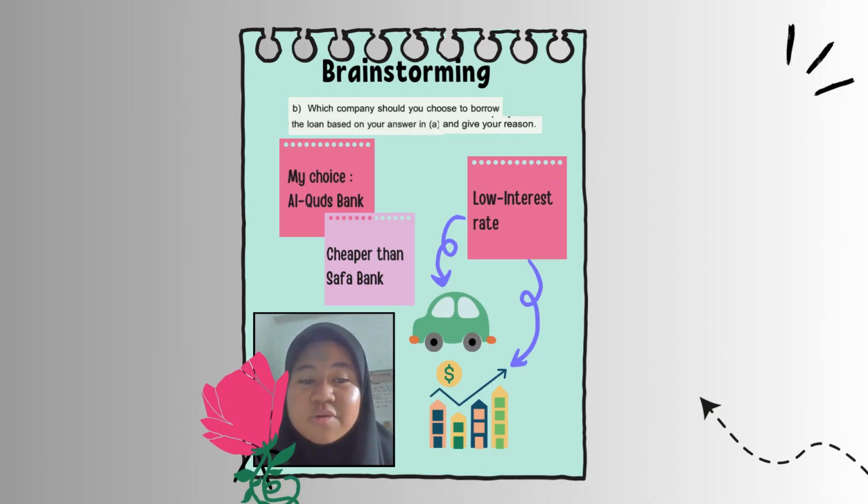Which company should you choose to borrow the loan based on your answer in A, and give your reason? Well, in my perspective, I think I should choose Al-Quds Bank to borrow the loan for opening a business company, because the interest from Al-Quds Bank is much cheaper than the interest from Safa Bank. From Al-Quds Bank, it is 91,700 ringgit, 0.80 cents, rather than Safa Bank, which is 125,381 ringgit, 0.20 cents. So, in a low interest rate, people tend to spend the loan by purchasing houses or vehicles, investments, and also to set up a business company.